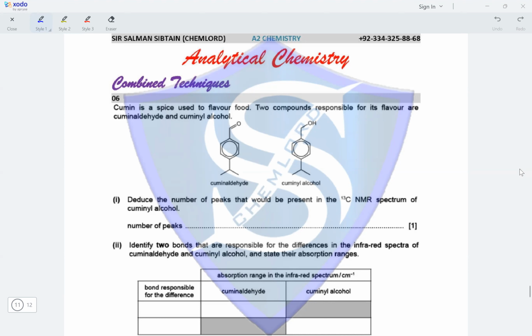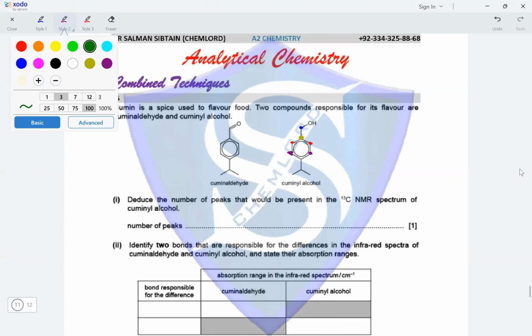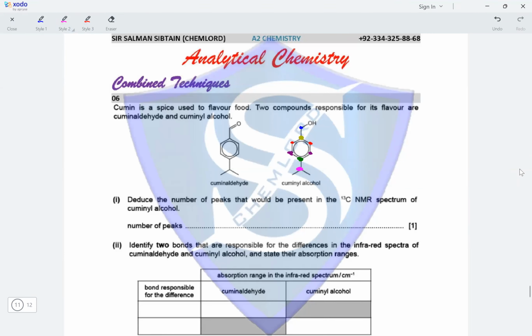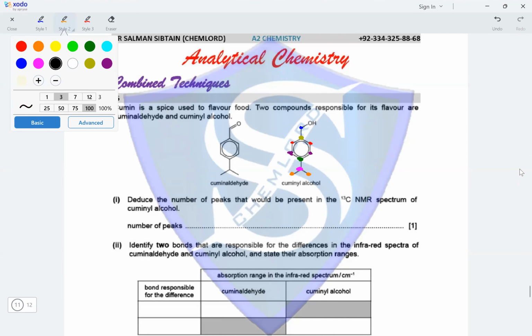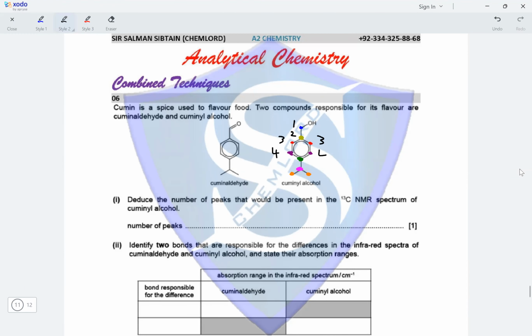So if it is C-13, then we would have a peak for this carbon, 1. We would have a peak for this carbon, 2. We would have a peak for these two carbon atoms, 3. We would have a peak for these two carbon atoms, 4. We would have a peak for this carbon atom, 5. We would have a peak for this carbon atom, 6. And we would have a peak for these carbon atoms, 7. So altogether, in total, we have 7 peaks for the carbon-13 NMR spectrum of cuminyl alcohol.